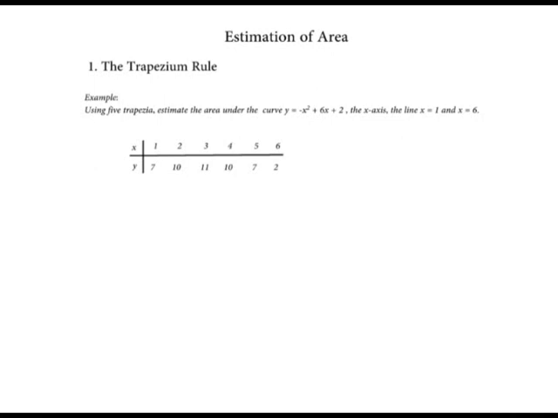The width is 1 unit, that is h is equal to 1. So area will be equal to a half into 7 plus 2 plus 10 plus 11 plus 10 plus 7, everything times 1. We have 4.5 plus 10 plus 11 plus 10 plus 7, giving us 32.5 square units.